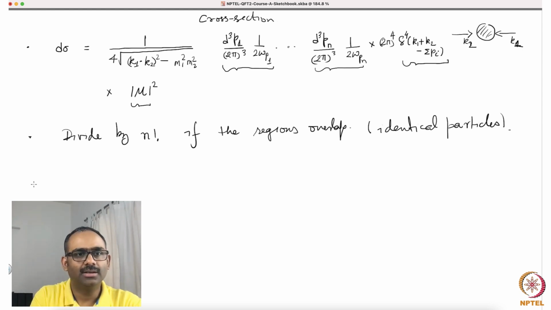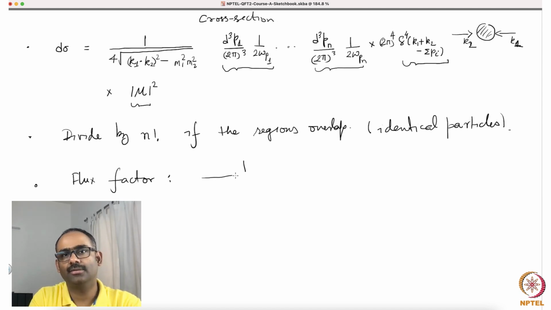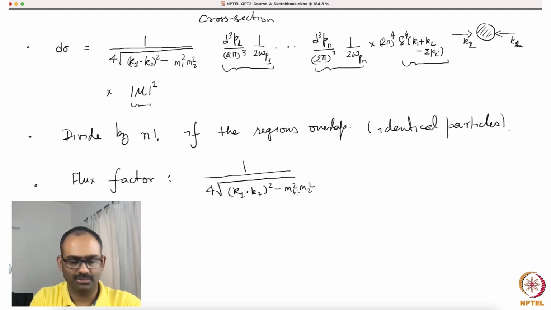Some names. This first prefactor is called the flux factor. That's just a name. It's useful to have names so that you can refer to these objects easily. That's the flux factor, and you get the total cross section sigma if you integrate over the entire phase space.